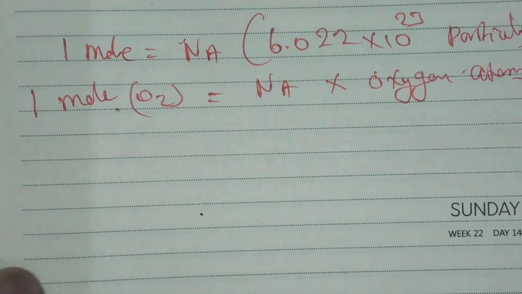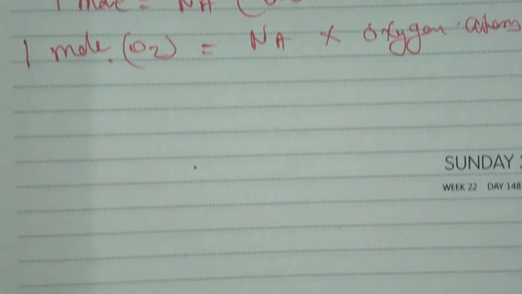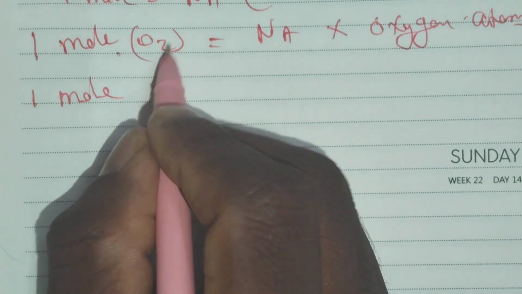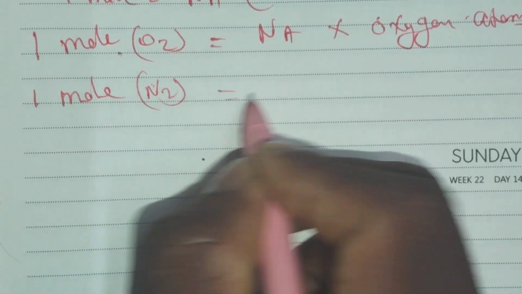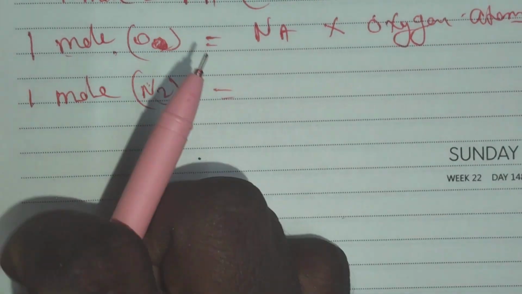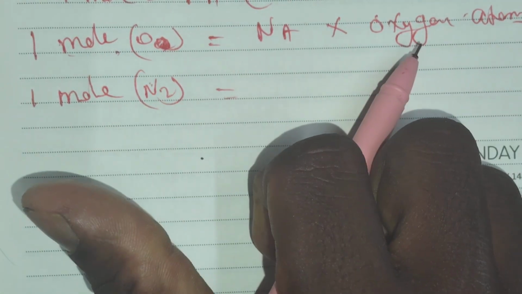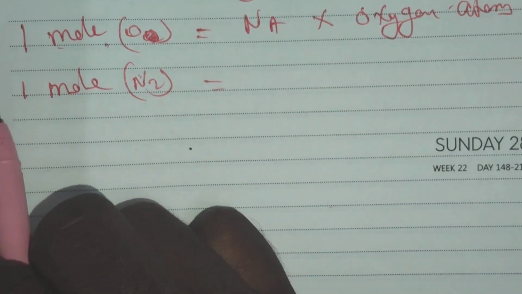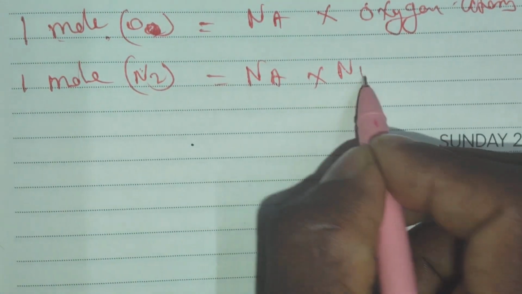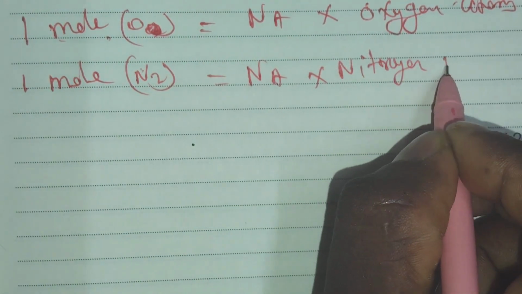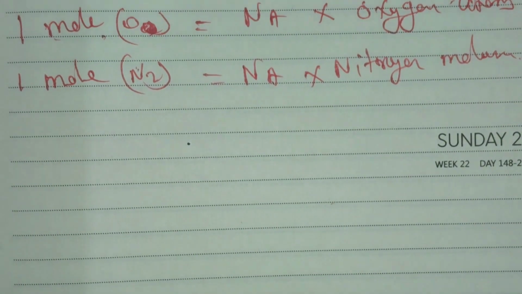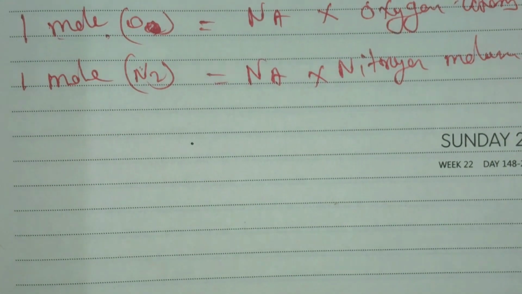Okay, then suppose the nitrogen molecule. 1 mole of oxygen atoms is equal to Avogadro number times the number of oxygen atoms. Then similarly, 1 mole of nitrogen molecules is Avogadro number times the number of nitrogen molecules. So whatever we need to find for 1 mole, we can multiply the Avogadro number with regard to those molecules or atoms.